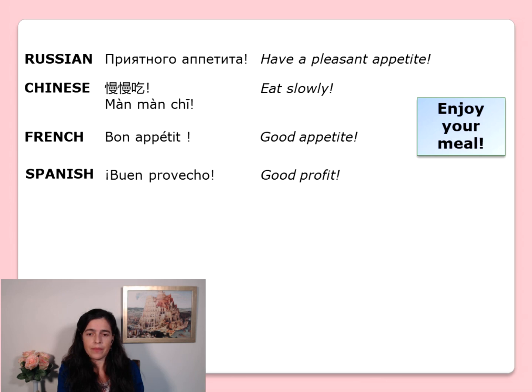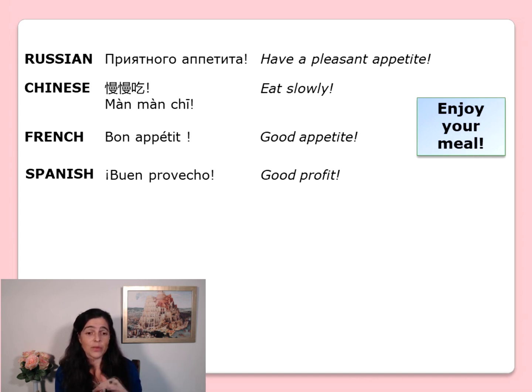However, what happens when you have this mess over here? In Russian, you have приятного аппетита. In Chinese, 慢慢吃. In French, bon appétit. And in Spanish, buen provecho. If you're translating literally, word by word, you look at a dictionary, приятного has the genitive case, so it's something to do with having something pleasant or agreeable. And then appetite, right? So you have a pleasant appetite. Doesn't make any sense in English, right?